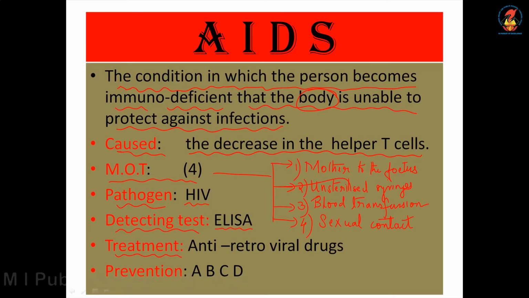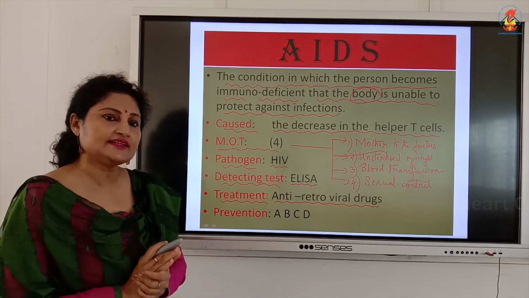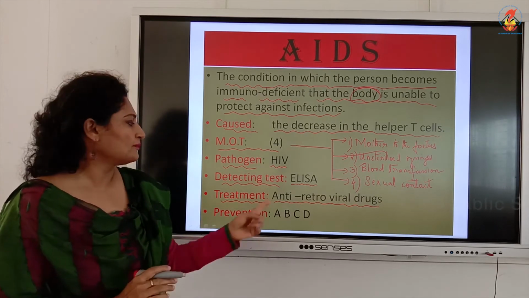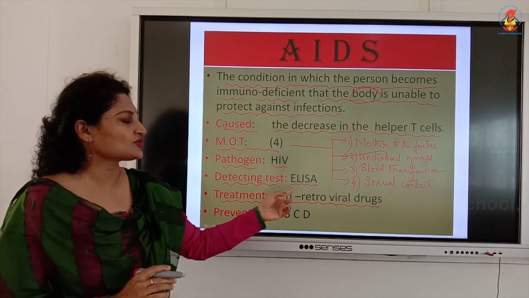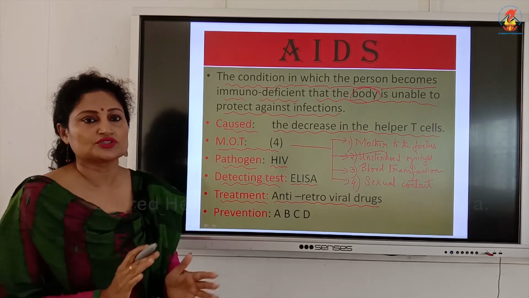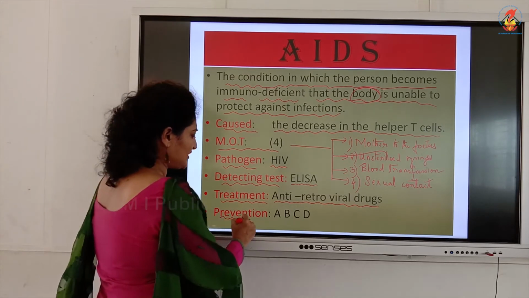Actually, there is no treatment for AIDS, but we can administer antiretroviral drugs. It can only prolong the life of the person, but death is inevitable. He cannot avoid death. Just for some time we can prolong the patient's life by taking antiretroviral drugs. Anyway, there's no complete cure. There's no cure to AIDS as of now. So the only measure is prevention.